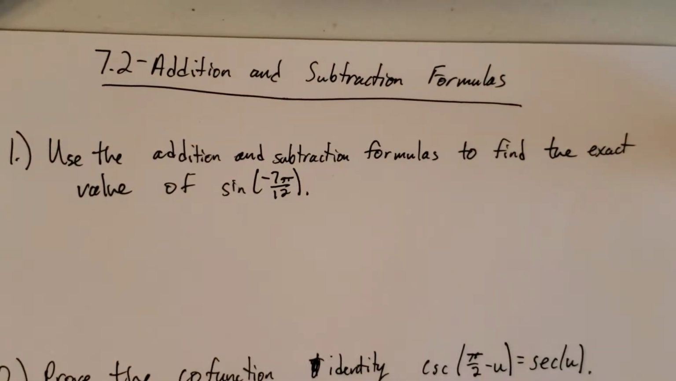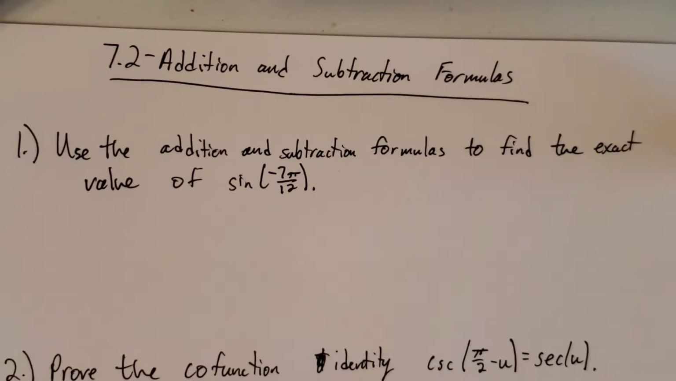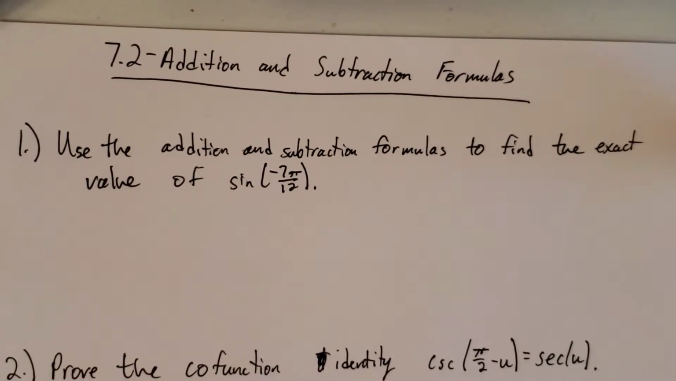In this video, we're going to cover section 7.2, which is on the addition and subtraction formulas. We have 3 examples we're going to run through. The first one says, use the addition and subtraction formulas to find the exact value of sine of negative 7 pi over 12. To solve problems like these, it's best to recognize what we know the exact values of, as in sine of what angle do we know exact values for.